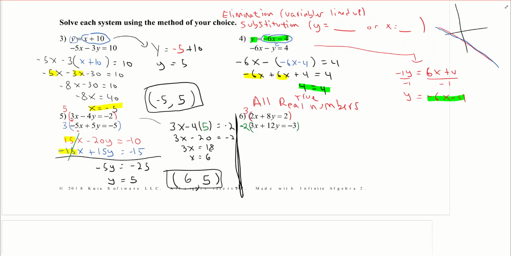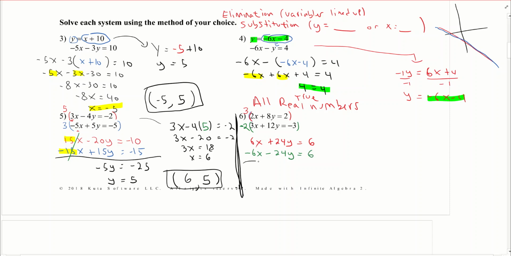Alright, so top equation, 3 times 2x is 6x. 3 times 8y is 24y. And 3 times 2 is 6. That's the top equation. Bottom equation, -2 times 3x is -6x. -2 times 12y is -24y. And -2 times -3 is +6.